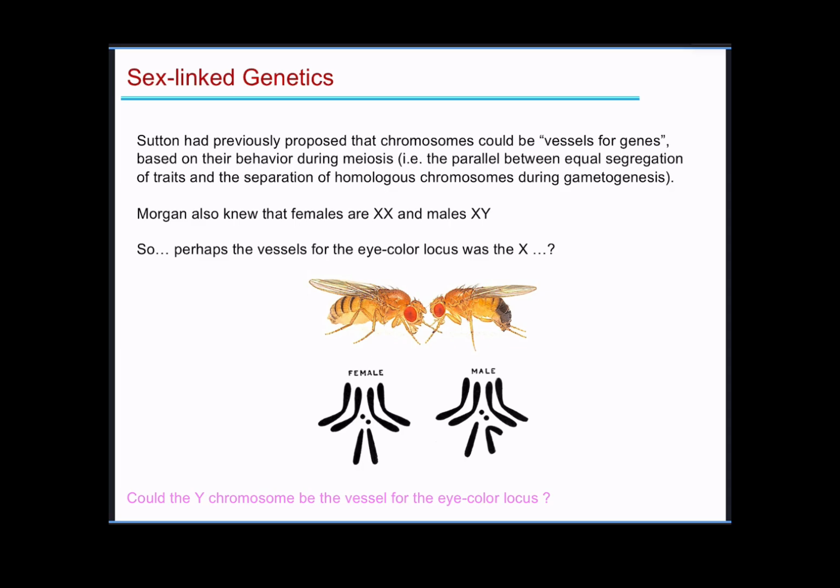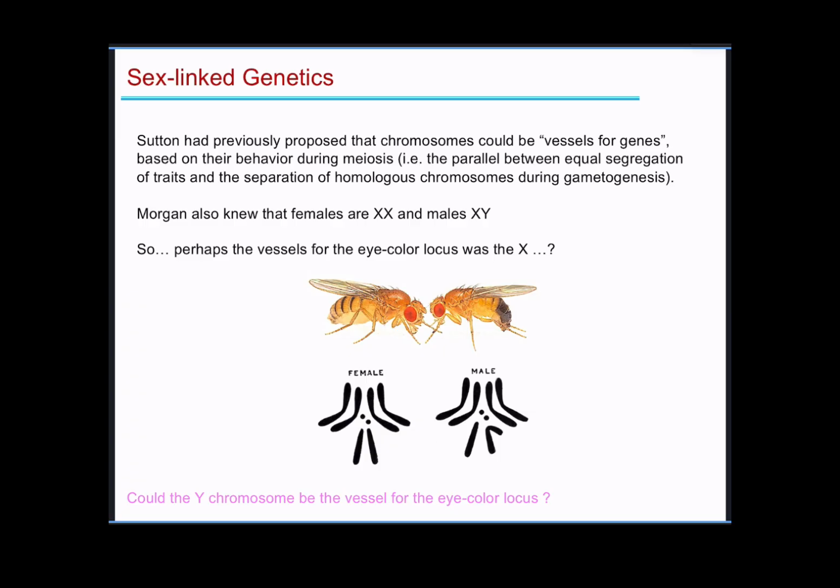What would females look like? What would be their eye color? Red? But I thought we said that the eye color gene is in the Y. That makes sense, right? If the eye color gene is in the Y chromosome, females should have no eye color because they have no Y chromosome.